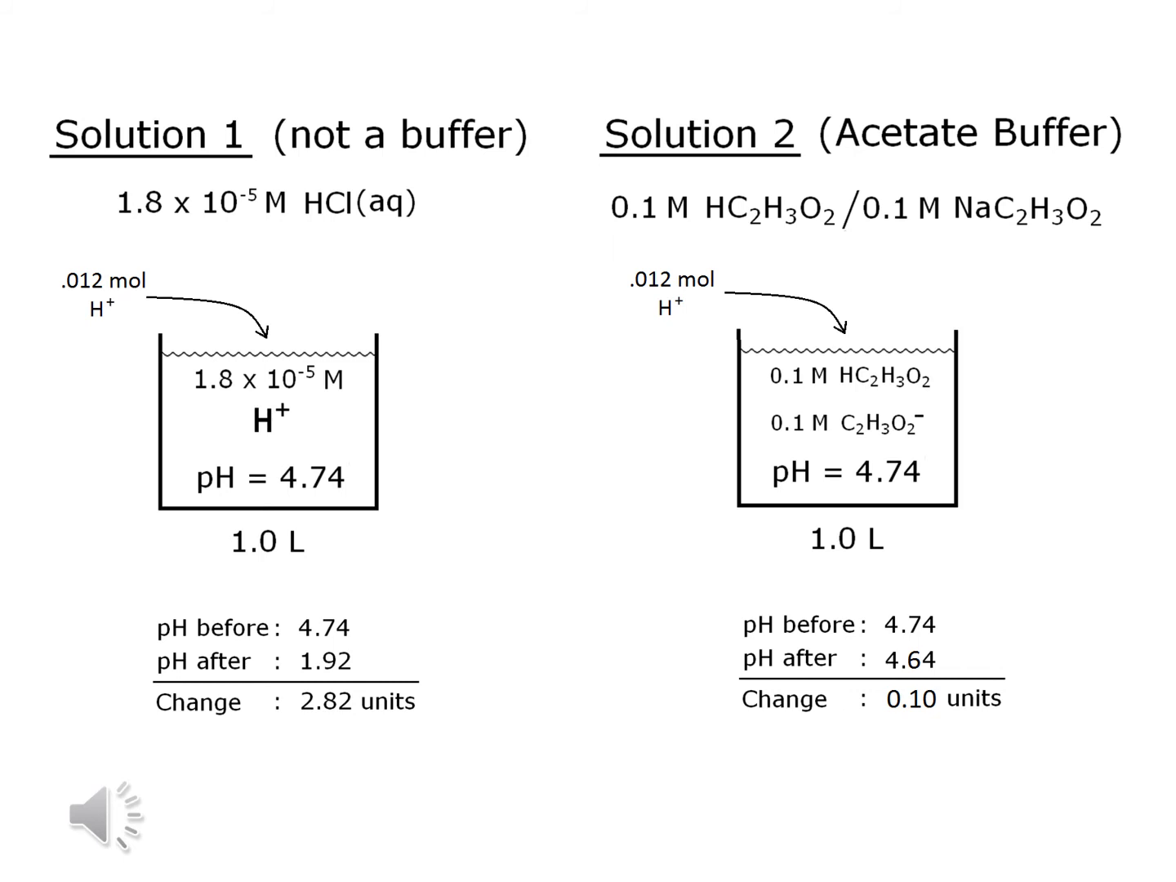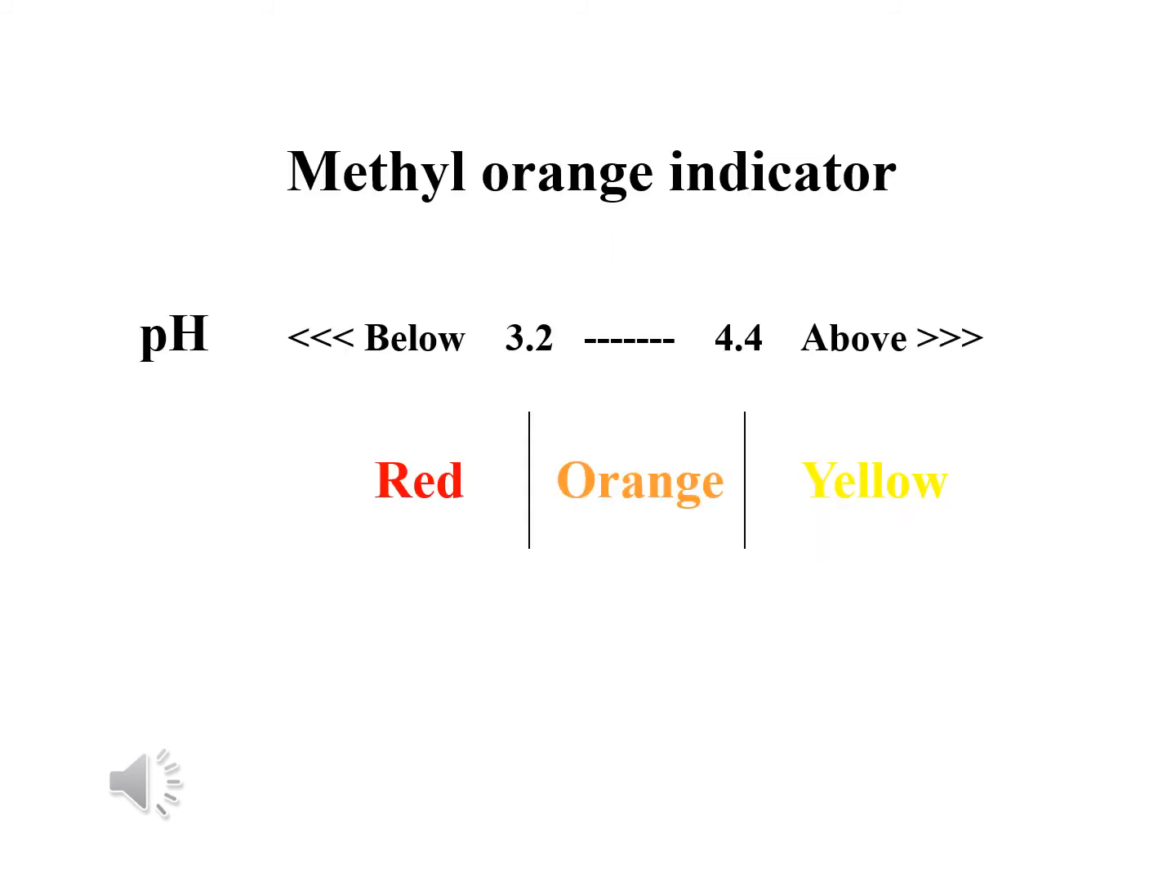But the thing is that if you start with the problem that we did first, you can make a solution that's not a buffer and another one that's a buffer and add the H+ to it. We want to show how the pH changes, but by using an indicator. The indicator I picked is methyl orange.